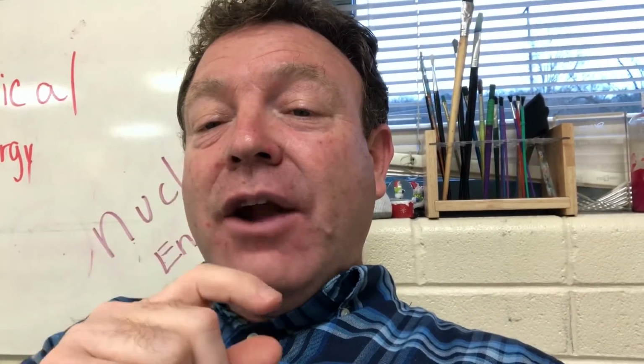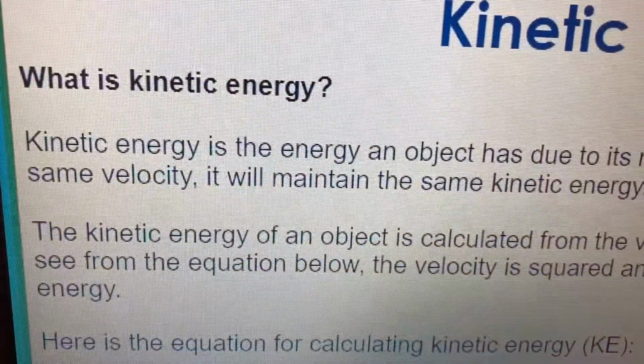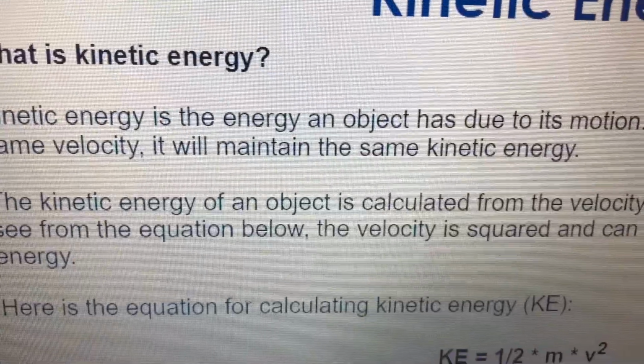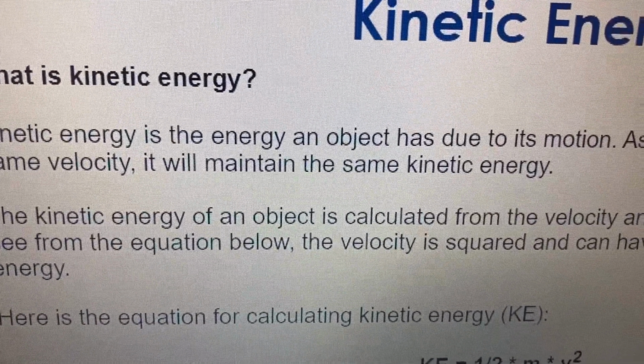So kinetic energy now is energy that is moving. So it went from being just there to moving. Did you write the definition down? Make sure that you write it down. Let me read it one more time. So kinetic energy is the energy an object has due to its motion, due to its movement.